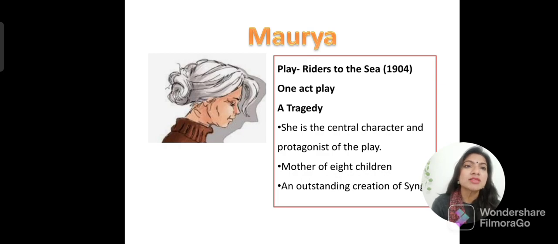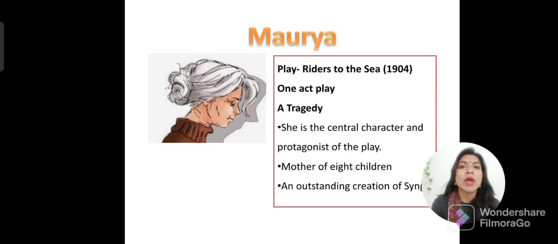So Maurya appears in Riders to the Sea. It is a one-act play, a tragedy, because in a tragedy everyone dies. The same thing happens here. Maurya fears for her sons' lives, but at the end loses all of them. She is the central character and protagonist of the play.